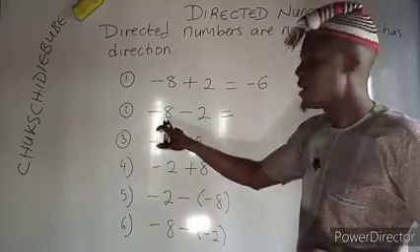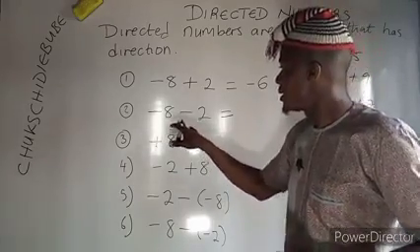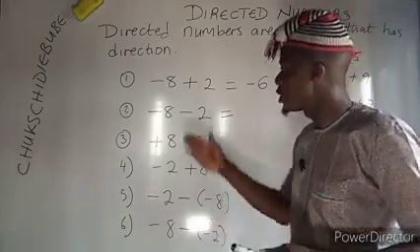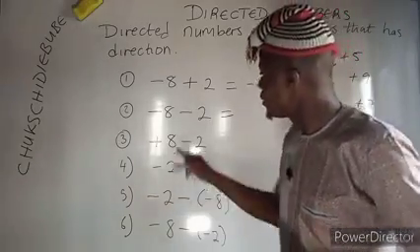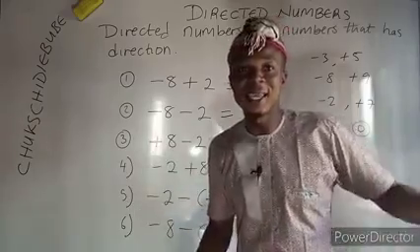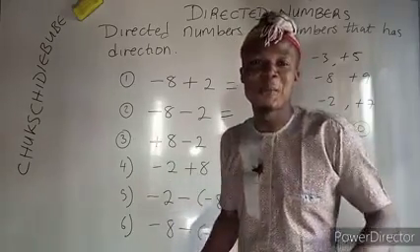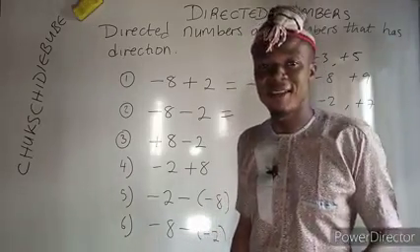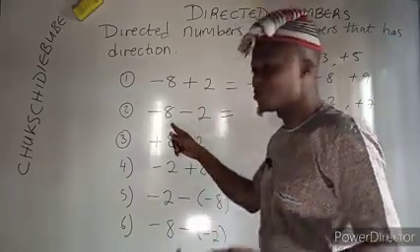Also here, when you have minus 8 minus 2, this time around there are two double negative signs, meaning that you don't even have anything at all. Maybe you borrowed from Mr. A, and when you don't pay someone you are owing, you can't borrow from that person again because the person will disagree.